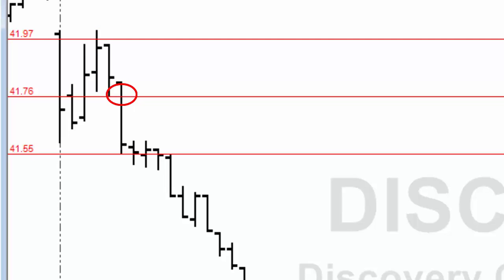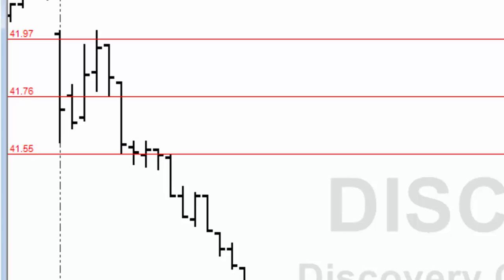Called this live in the room as well. 41.76 on the way in. Came down to 41.55 and consolidated right there. And if you'll recall, we were watching this one for an extension move lower. Market started looking a little bit weak. Stock in particular was getting hit with a lot of sell side volume.